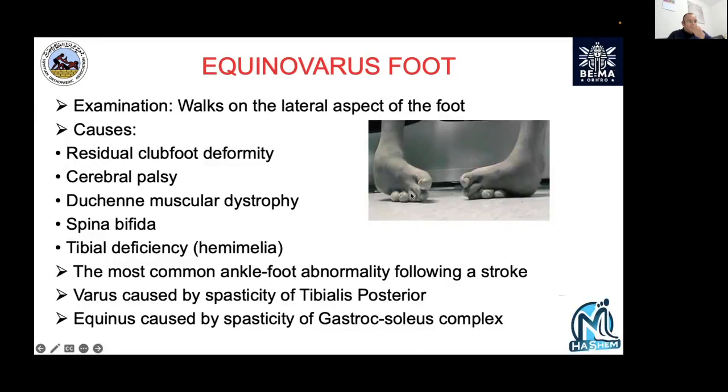Other causes, which are a bit rare, are cerebral palsy, muscular dystrophy, spina bifida, or hemimelia. Commonly with tibial hemimelia, the patient has lost medial structures. That's why normally the foot goes into varus. Following a stroke, definitely, because of the muscle imbalance, the deformity will be an equinovarus. Again, varus is tibialis posterior overpower, and equinus is gastrosoleus complex overpower.